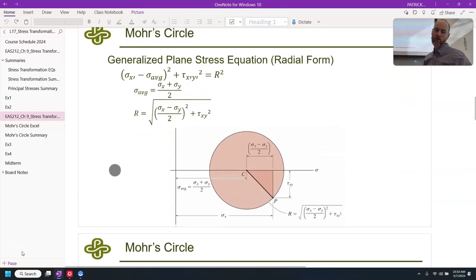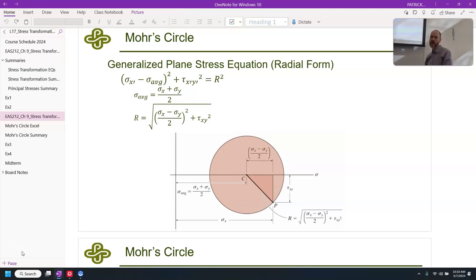So to create Mohr's circle, sigma average, sigma x plus sigma y over 2, is going to be the center of the circle. On the plot axes, this is your sigma x prime value and this is your tau xy prime axis. So the center of the circle is your average normal stress. And the radius, that r term that was the right side of the equation above, is the square root of the quantity sigma x minus sigma y over 2, squared, plus tau xy squared. That's the radius of the circle.